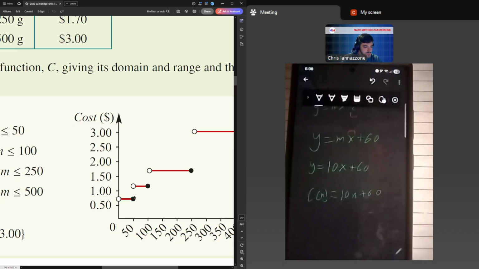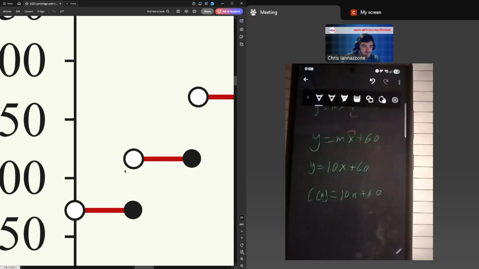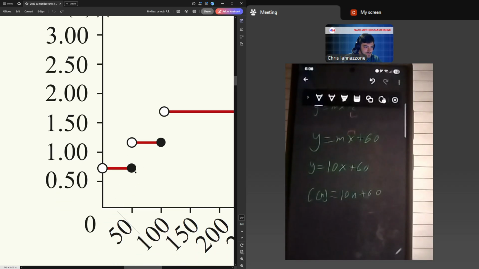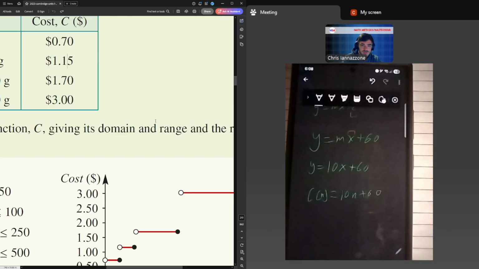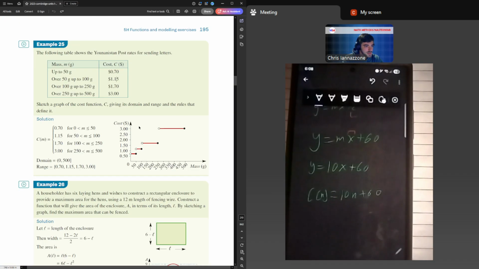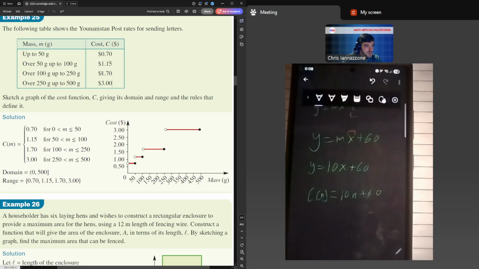The white circle must therefore leave a dark circle behind in the previous section, and you're not going to draw anything that connects these two things together, because that would imply that the mass of 50 could range anywhere from 70 cents to whatever this one was, $1.15. You want to leave these as blank, discrete values. And so yeah, basically you're just going to draw a horizontal line at each of these y values, and each of the starting points is going to be an open circle because they always start with the sentence over, and they end it with up to.